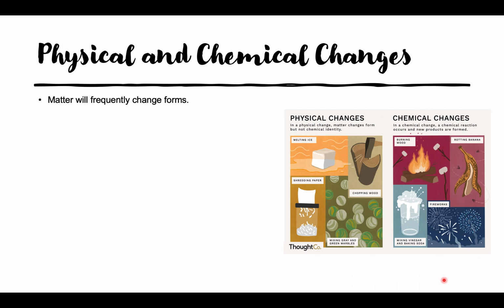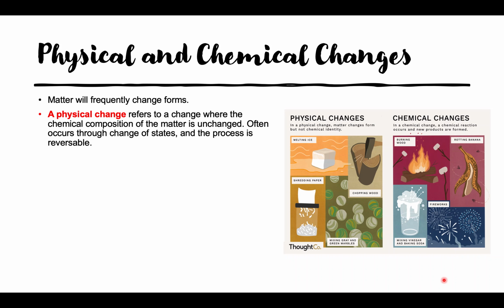Now, physical and chemical changes. Matter will frequently change forms. Examining these changes of form is at the heart of what it is to study chemistry. So, what exactly is the difference between physical and chemical changes? Well, a physical change refers to a change where the chemical composition of the matter is unchanged. Basically, as I mentioned earlier in the video, this often occurs through a change of state, and this process is reversible. So, you can get back the substance you started with.